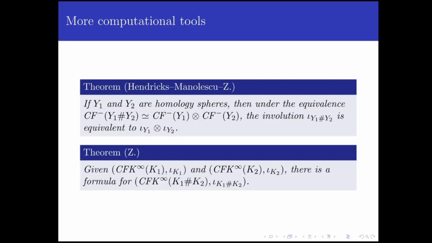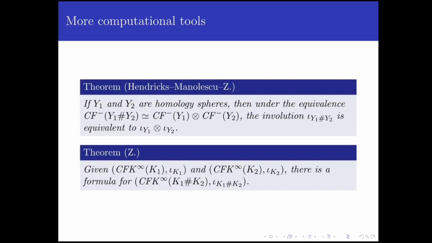And then as an analog of this for knot Floer homology, I proved that there's a formula for the knot involution on a connected sum of knots, given the knot involution on the two summands. I haven't written the formula down here. It's a little bit more complicated than just the tensor product, but it's in the same spirit.